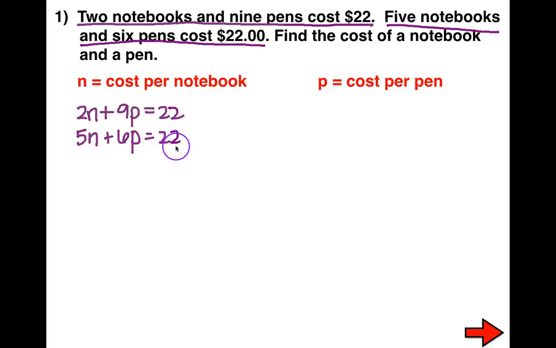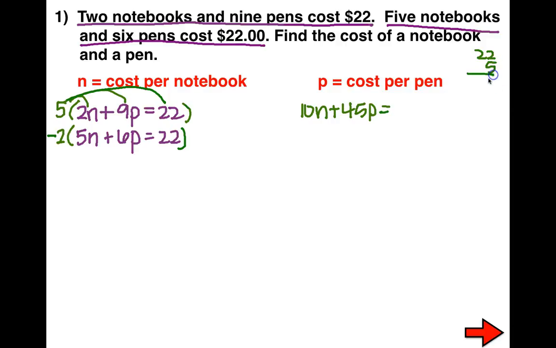Looking at this equation now, I'm thinking elimination is probably going to be my best bet. I have the choice of eliminating the n's or the p's. I think eliminating the n's is going to be a little bit easier. Between the 2 and the 5, the lowest common multiple is 10. So I'm going to have to multiply this first equation by 5 and the second equation by a 2. Since here both of them are positive, I have to make one of them negative. I tend to choose the smaller number to be negative. So here my equation is going to change to 10n plus 45p equals 5 times 22.